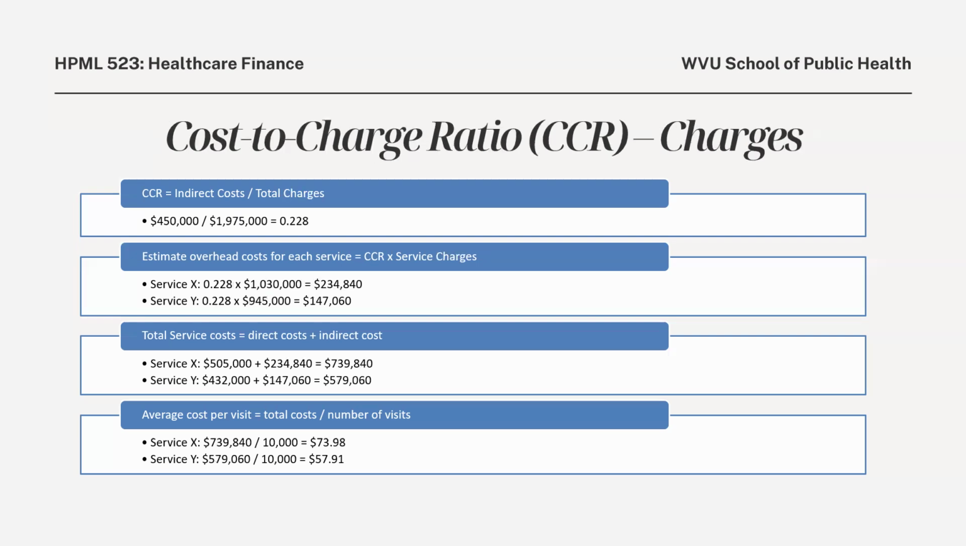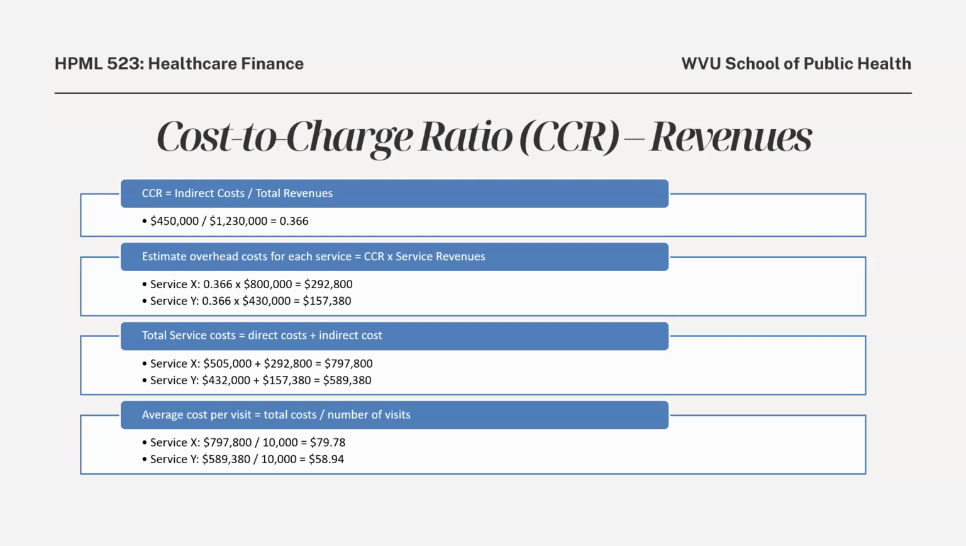You'll see that the values do differ between the charges and the revenues, and that is because you are using different values, getting different CCRs. So that's just something to be aware of.